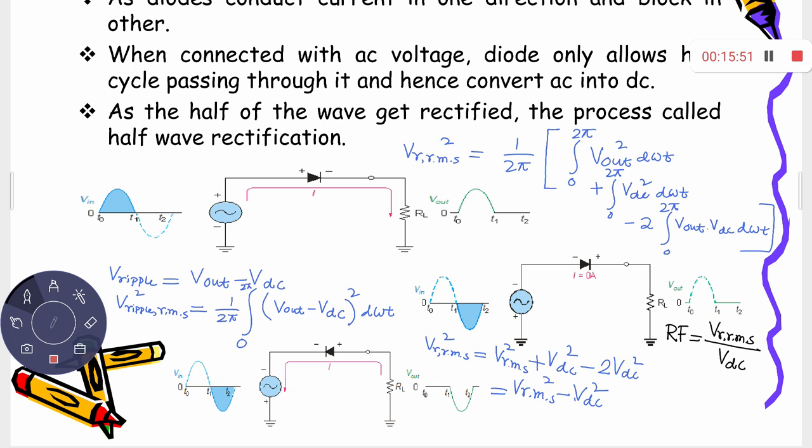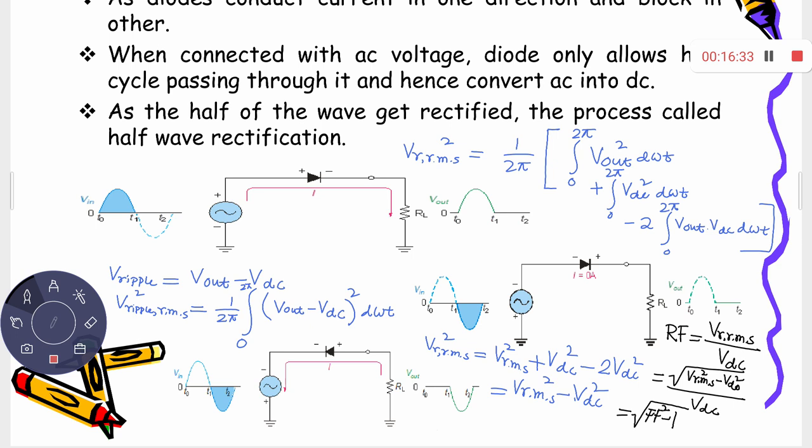But they are related. You know that VR RMS is the square root of VRMS square minus VDC square, and in the denominator we have VDC. So that is the square root of VRMS square by VDC square minus 1. VRMS by VDC is the form factor. Last day we found that expression: the ripple factor is the square root of form factor square minus 1. That is the relation between the form factor and the ripple factor.